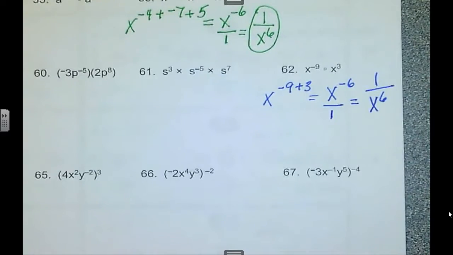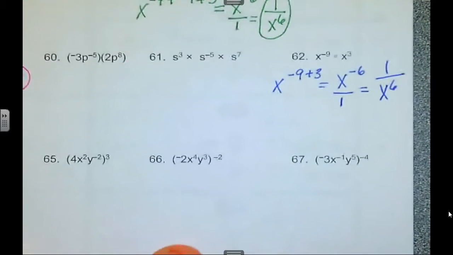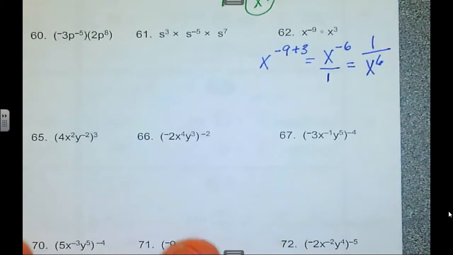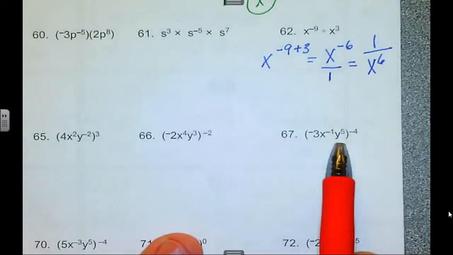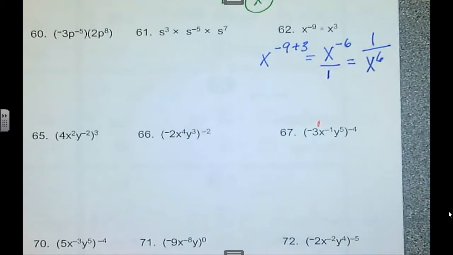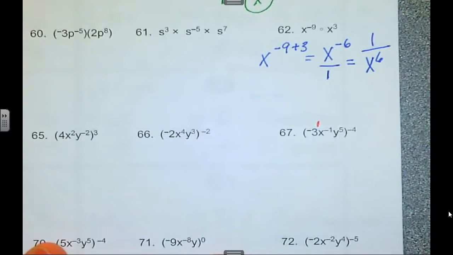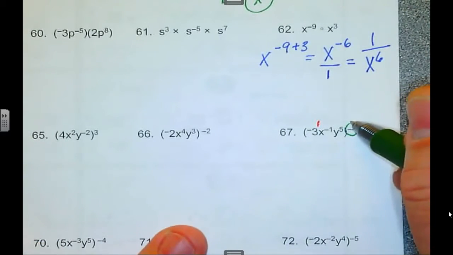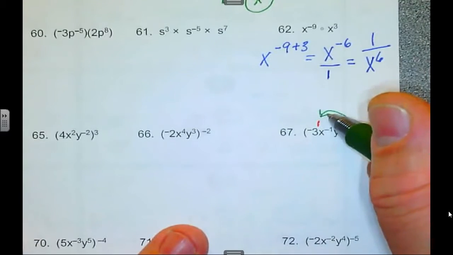What about the one right underneath it? 67. Yeah, the first thing I do is look at my exponents inside the parentheses. Now, this negative 3 has an exponent of 1. I'm going to put that there so that I don't forget to multiply, right? So I have negative 3 to the 1 times negative 4.